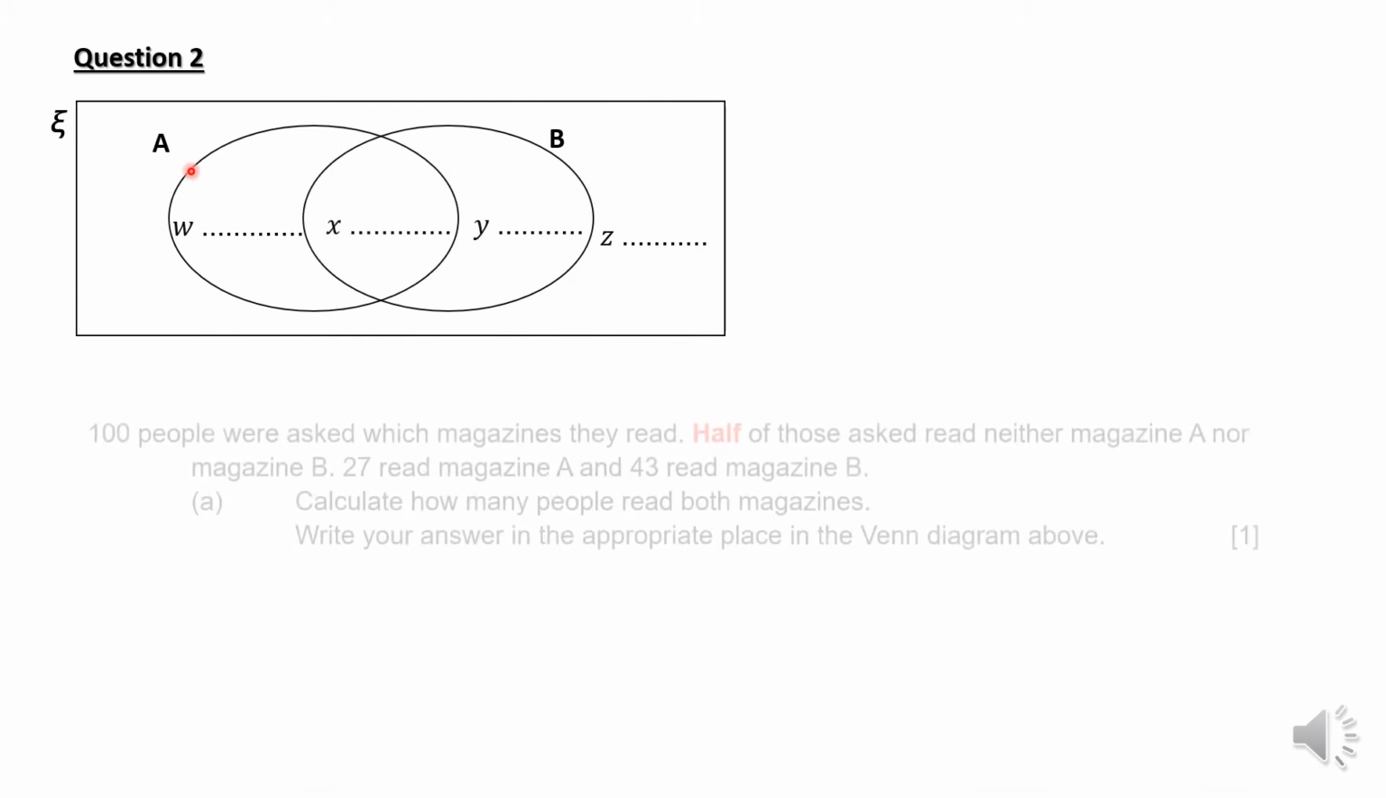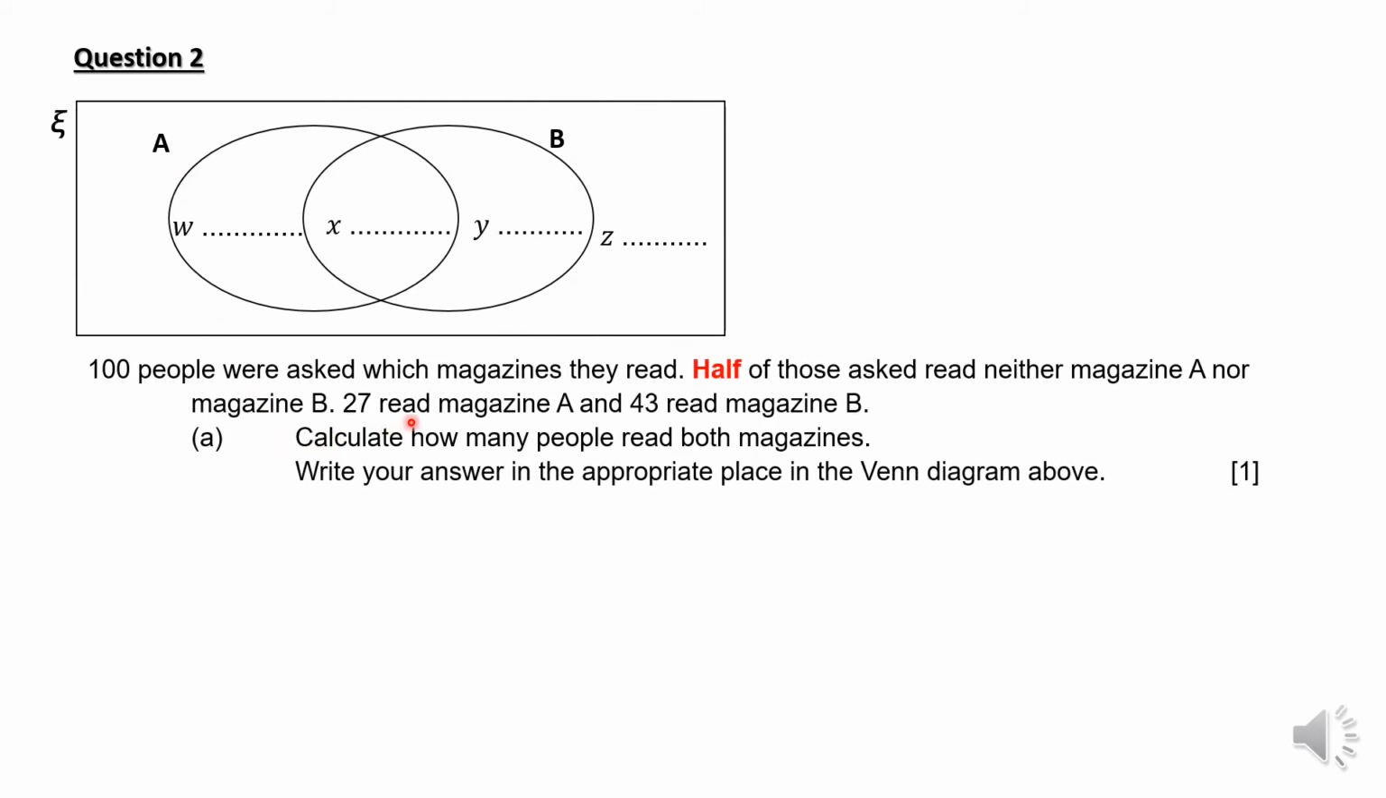Right, so I'm going directly to the second question. The second question says that you have to complete this table. So first of all, you have 100 people. They will ask which magazines they read. Half of that, that's 50, they say they don't read magazine A or magazine B. They don't read any of them. So that 50 is supposed to come outside. Okay, so that is what the Z will actually equal to.